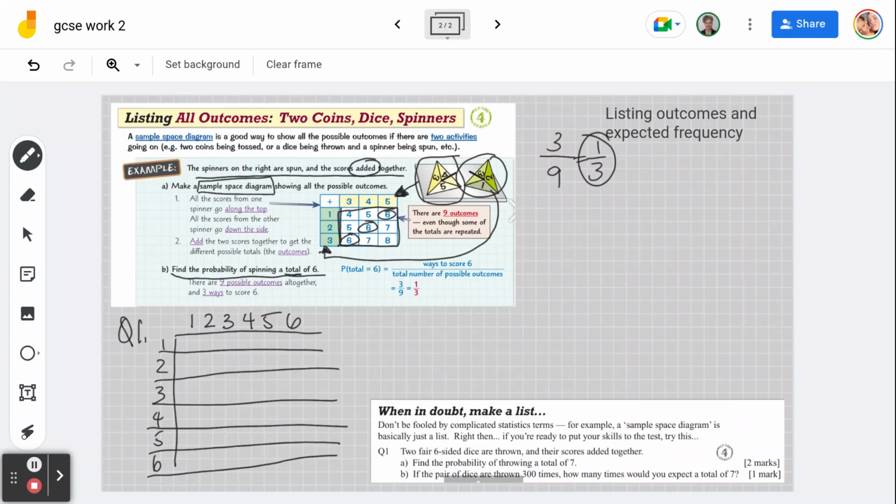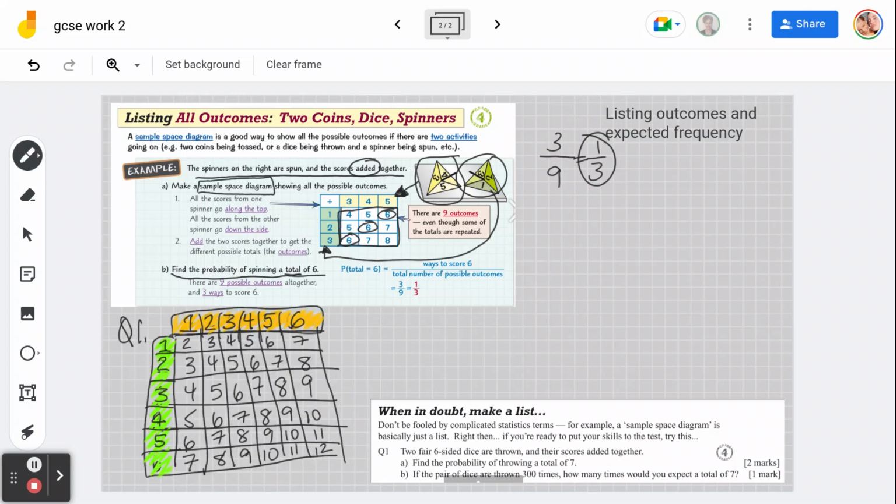Meet me back here. Okay, I have made my sample space diagram. I've colored in what will be one dice, and this is, or die, is it? I always get that mixed up. And there's the other one. It says here, find the probability of throwing a total of 7. Take the time to make your diagram. Seriously, it's going to help you.